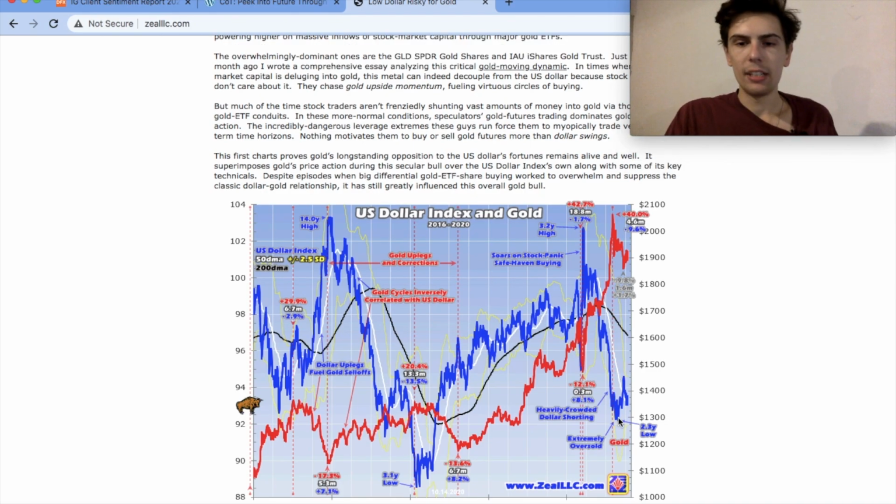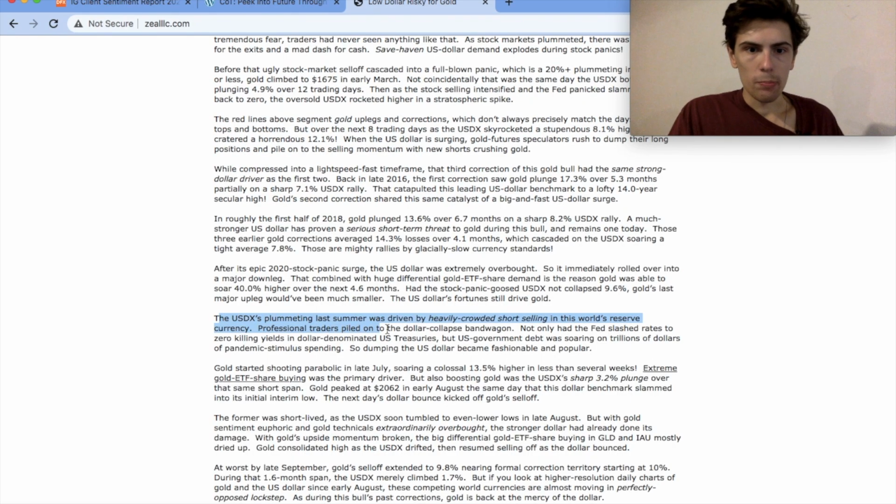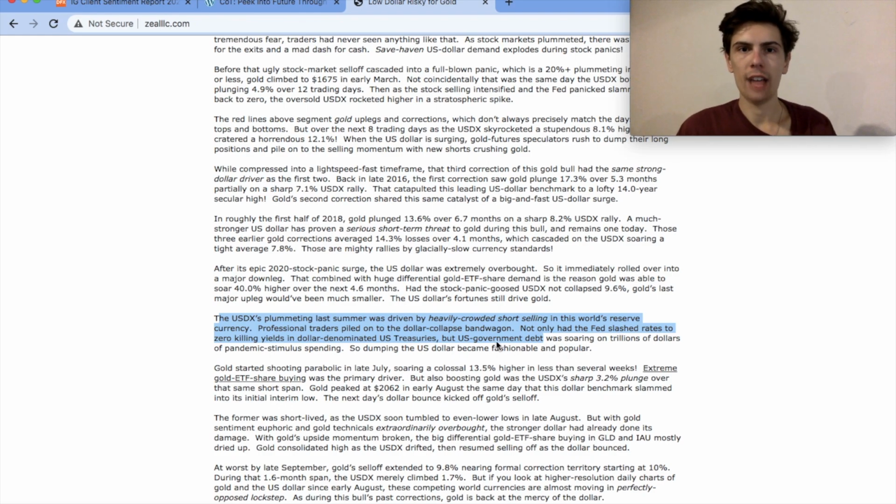And since then, we've seen a reversal where the dollar has gained some strength, and we have seen gold fall off since they made a new all-time high back a few months ago. So we can see in the article, the dollar's plummeting last summer was driven by the short sellers. And like I showed you in those previous charts, now traders have flipped to being slightly long the dollar, so it looks like those shorts are starting to cover their positions. And if we see that continuing, the dollar may continue to rally.